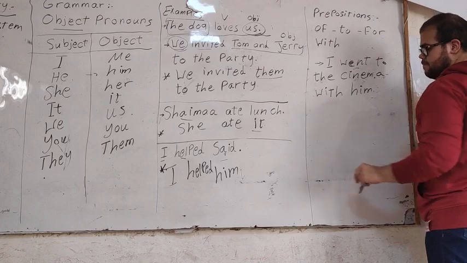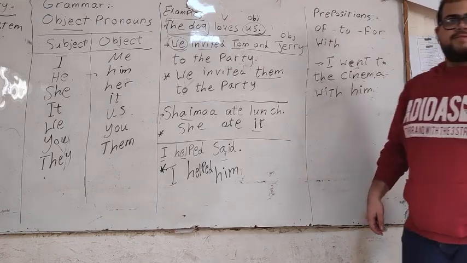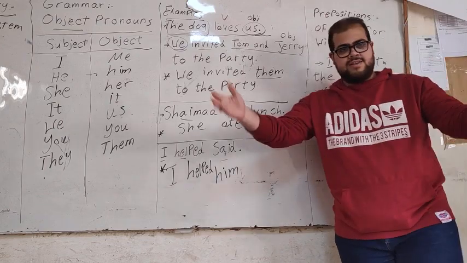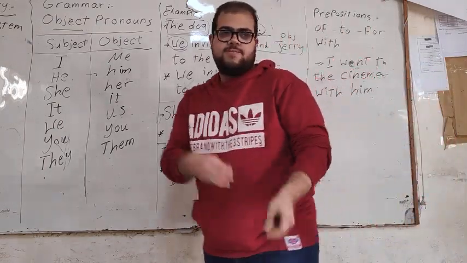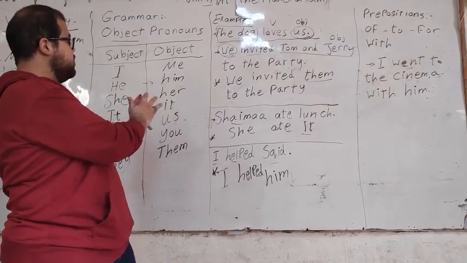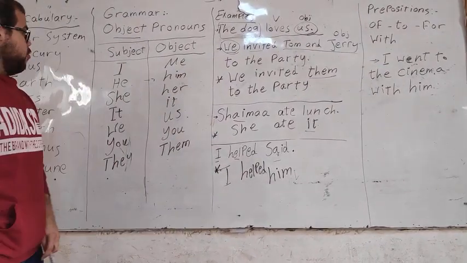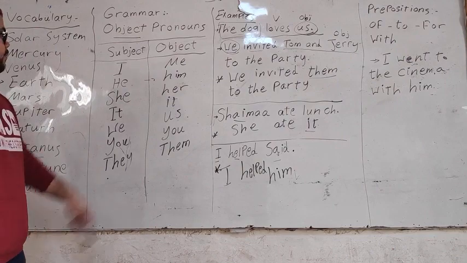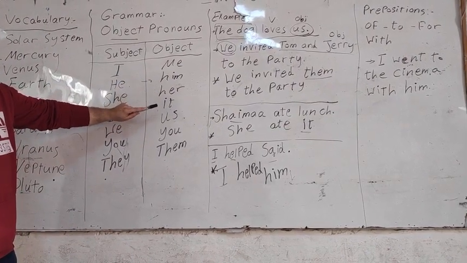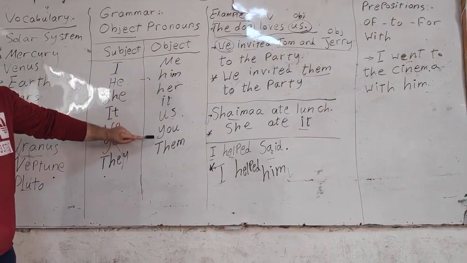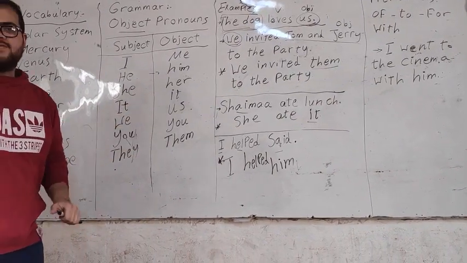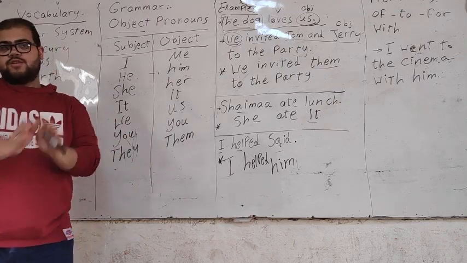There are many examples you can add here, and of course you are going to find them in your book. So this is it for object pronouns. Object pronouns once again are me, him, her, it, us, you, and them. Perfect. That's all for object pronouns.